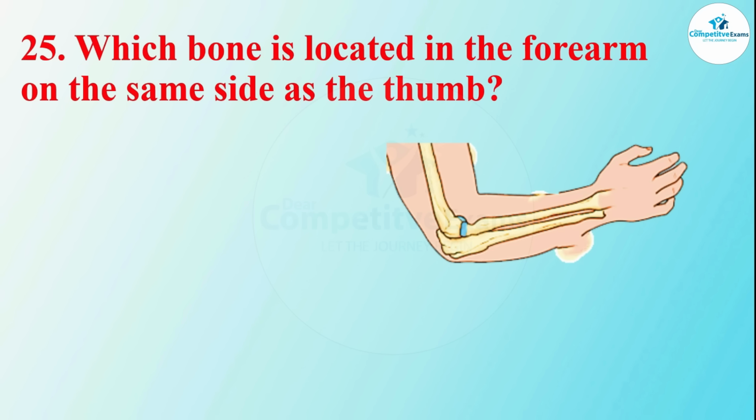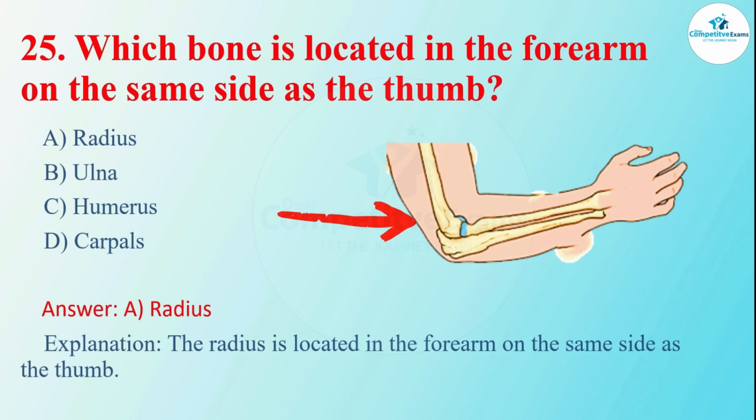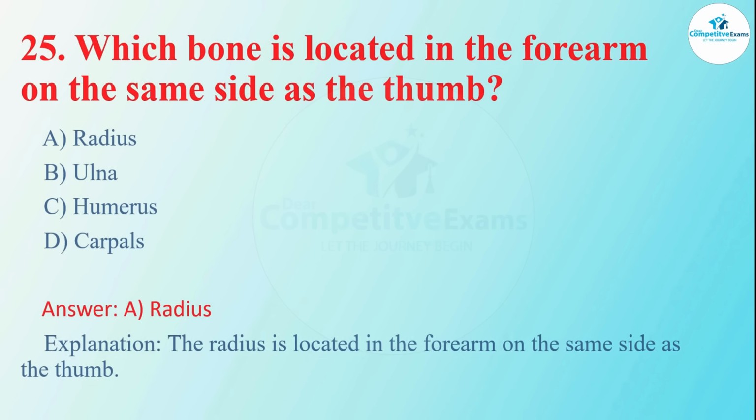Your answers are radius, ulna, humerus, carpus. Your answer is radius. The radius is located in the forearm on the same side as the thumb. Right, let's move on to question number 26.